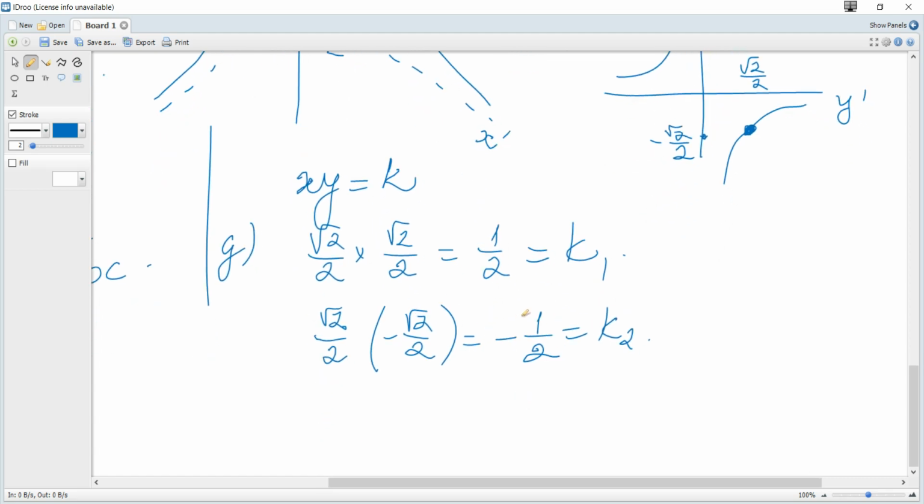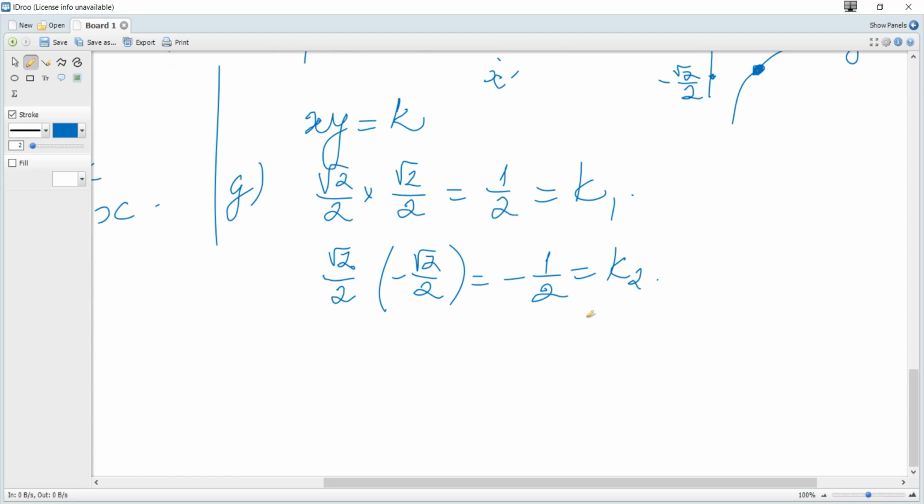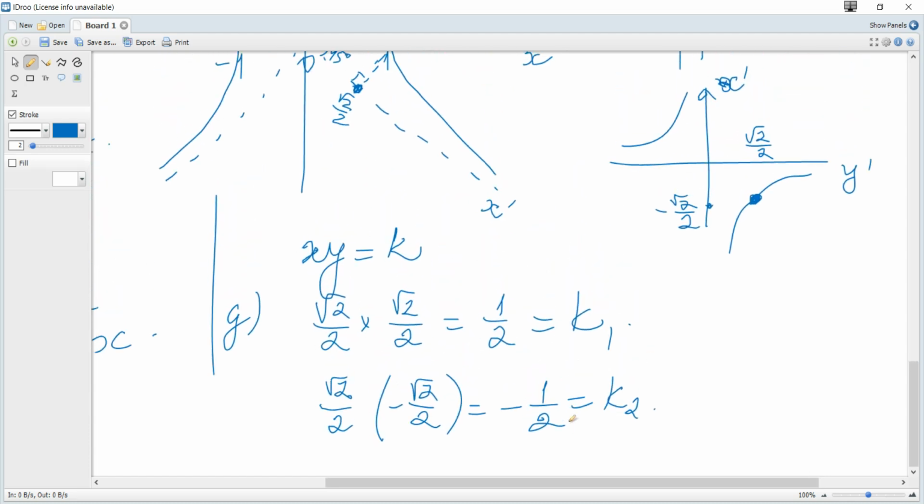So possible values for k are a half and negative a half. And that's all for this question.